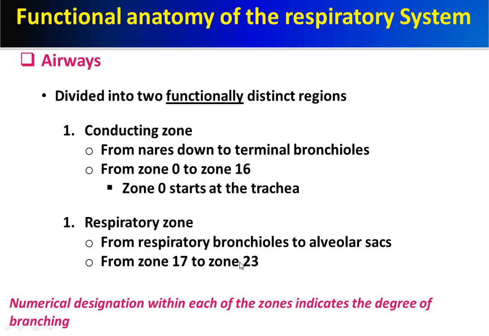Now this numerical designation, the 0, the 1, the 2, the 16, indicates the degree of branching. So the trachea is 0. Why? Because there is no branching in the trachea. The trachea branches at level 1. Zone 16 means that there are 16 levels of branching, and so on.